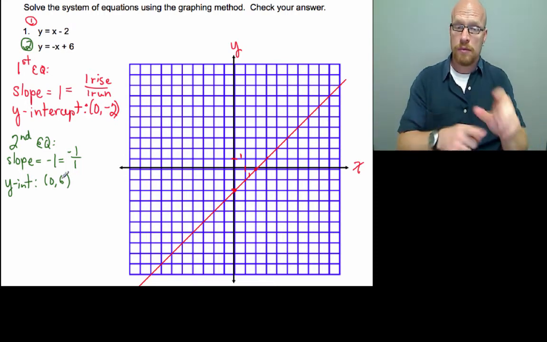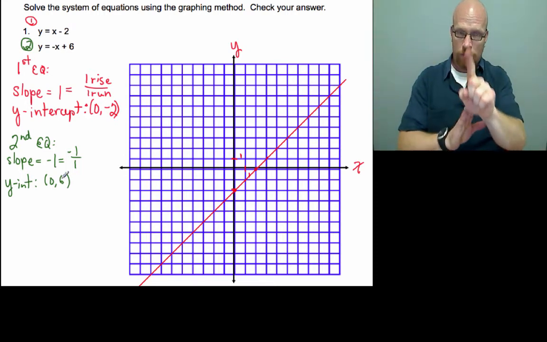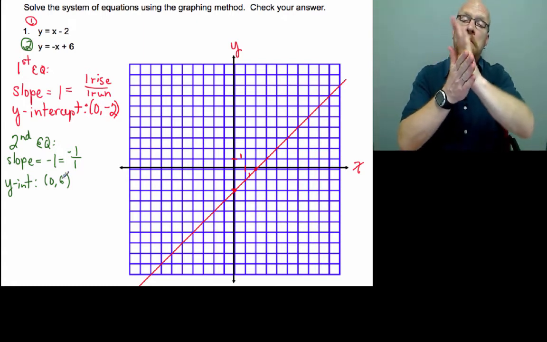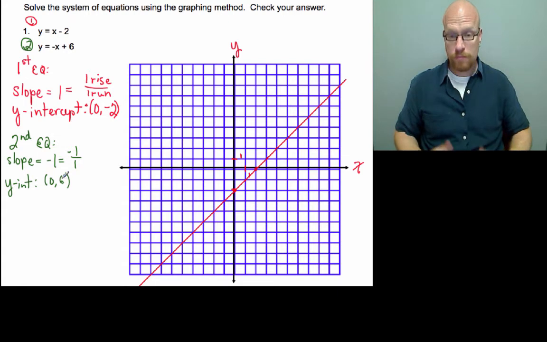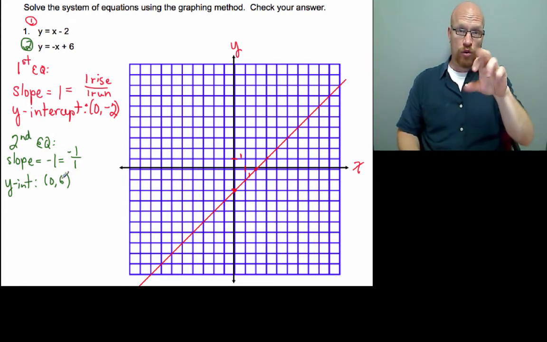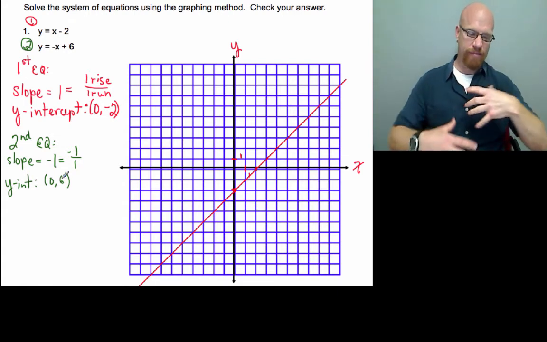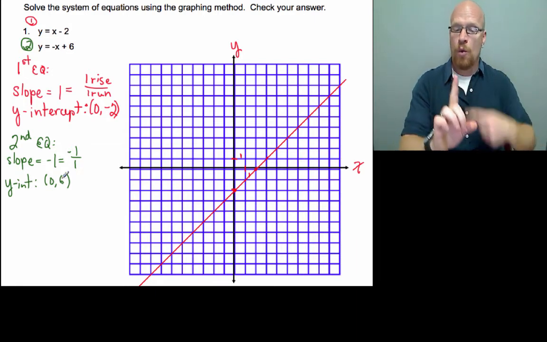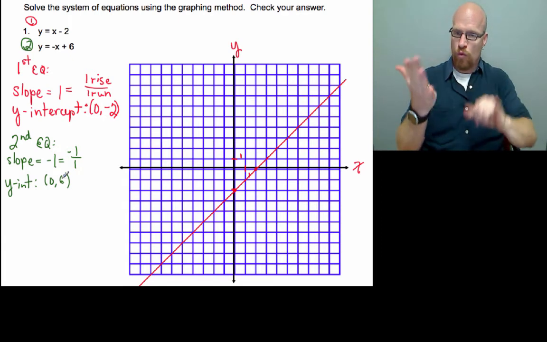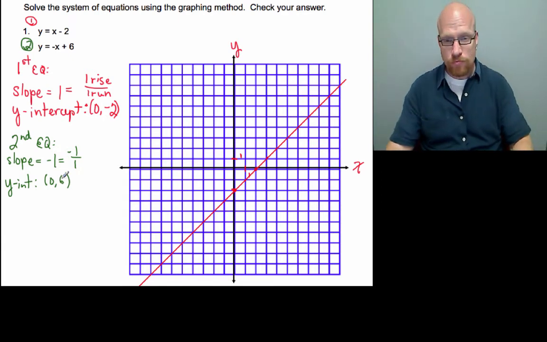You'll notice two things. Our slope is -1. What that means is the fraction would be -1/1. It would be 1 down and 1 right. Now our y-intercept, you can see I abbreviated y-int. That's our y-intercept, (0, +6). Now I'm going to draw this line on the graph.